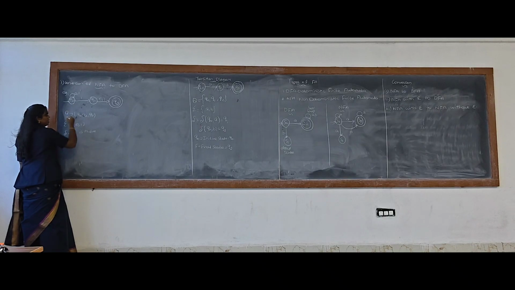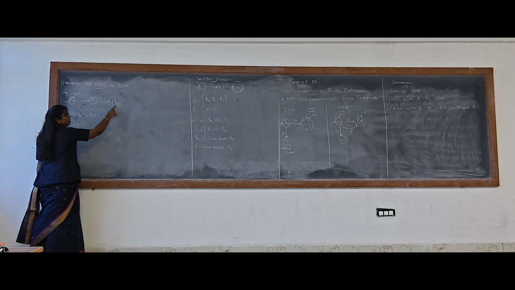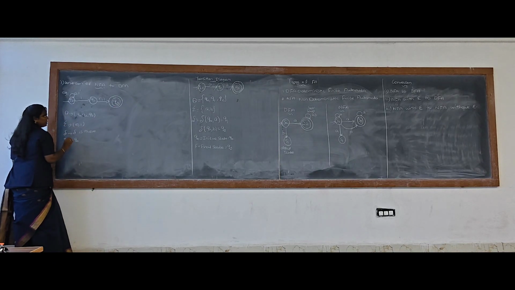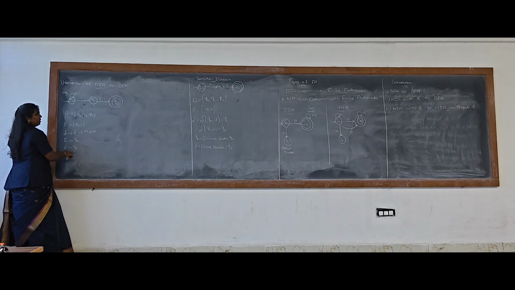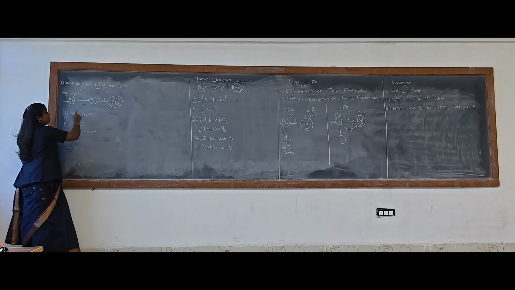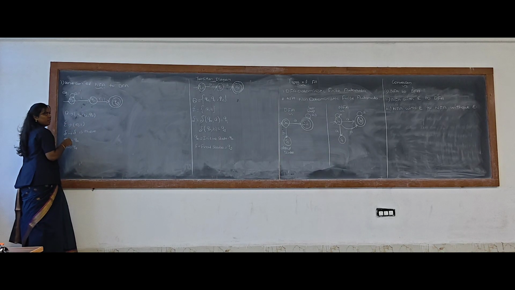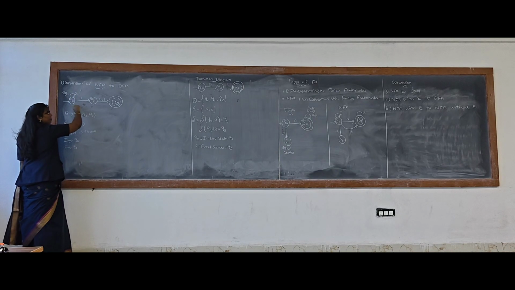So Q0 is the initial state. Next, final state means when a state is marked with a double circle, it is called a final state, right? So F tends to Q2, which means Q2 is a final state. So this automaton is a finite automaton, right? Next we should check whether this finite automaton is an NFA or a DFA, because we are going to convert this NFA to DFA. So we will check.